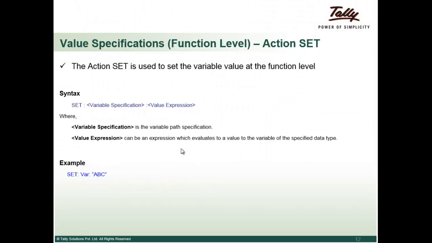So here we see a function level set. So how do you do a set at function level? You use the set action. All these set action and set attribute will follow the same syntax. You have to give set, and you give a colon and give the variable name, and you give a colon and give the value.